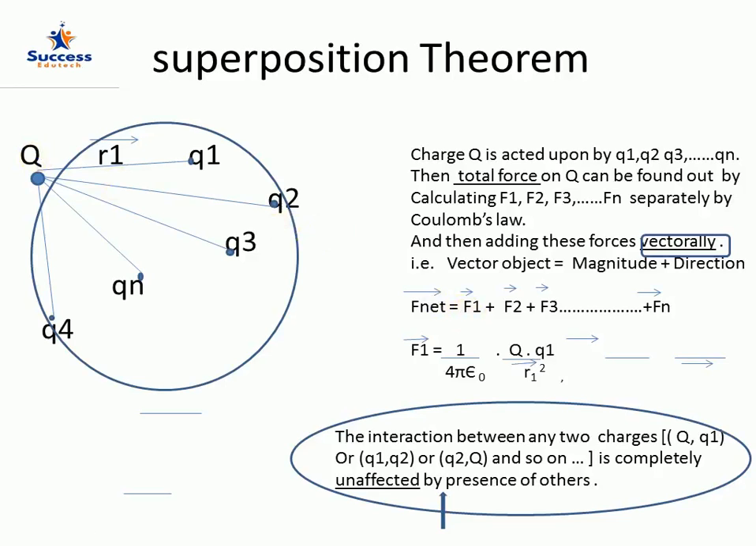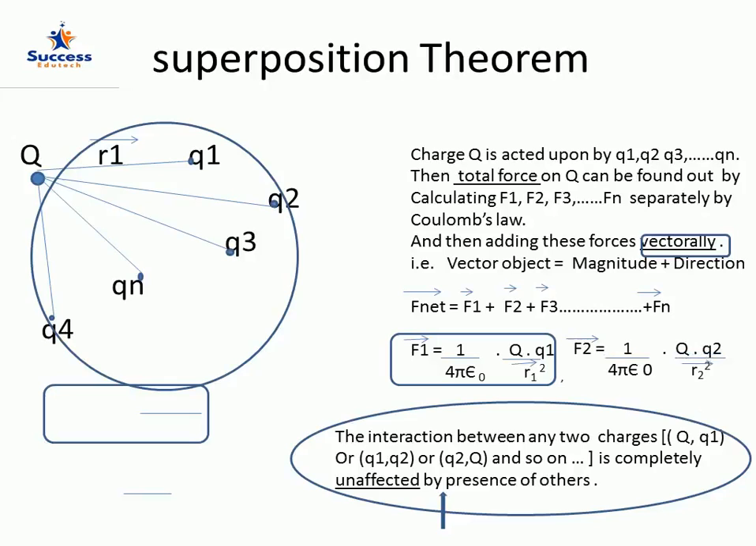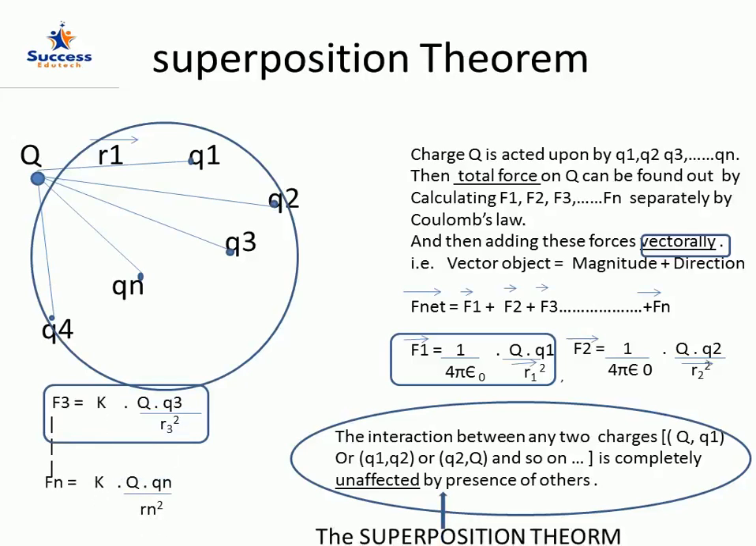Now according to Coulomb's law, F1 is equal to 1 upon 4 pi epsilon 0, which is K, times Q Q1 upon R1 square, where R1 is the distance or position vector between capital Q and Q1. Then we can find the other forces, that is F2 is 1 upon 4 pi epsilon 0 Q Q2 upon R2 square, F3, F4 up to Fn. Okay, so this is called the superposition theorem.